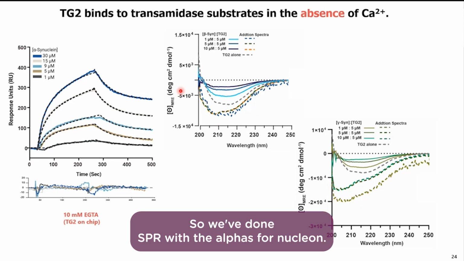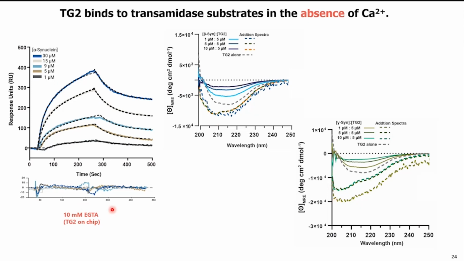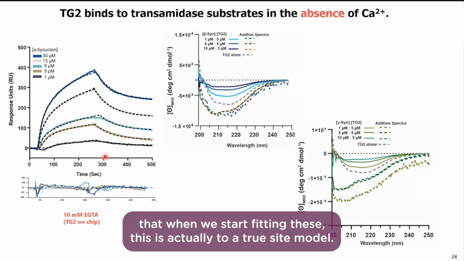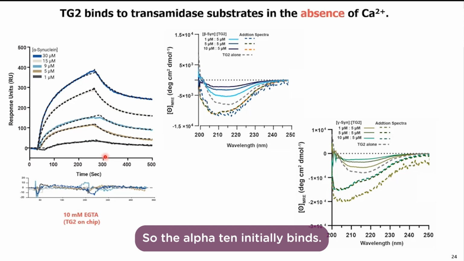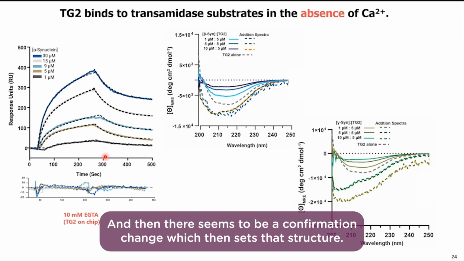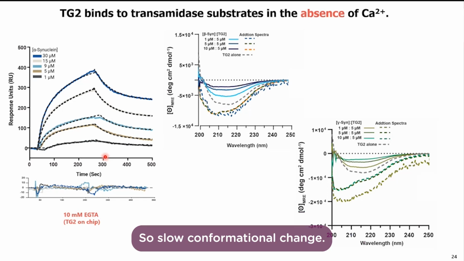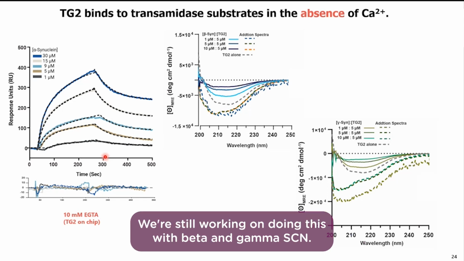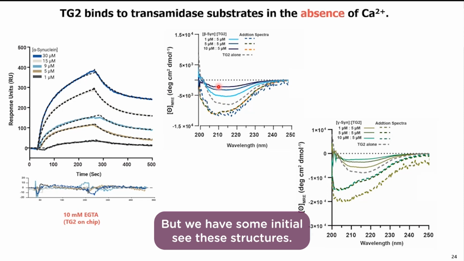So we've done SPR with the alpha-synuclein, and we can tell that when we start fitting these, this is actually fit to a 2-site model. So the alpha-syn initially binds, and then there seems to be a conformational change, which then sets that structure, so slow conformational change. We're still working on doing this with beta and gamma syn, but we have some initial CD structures.